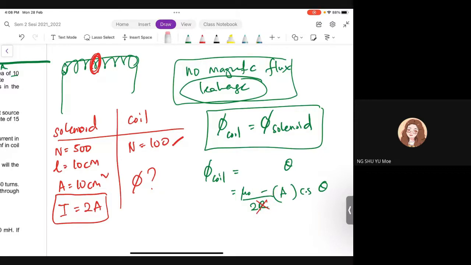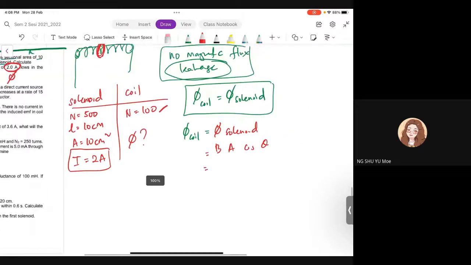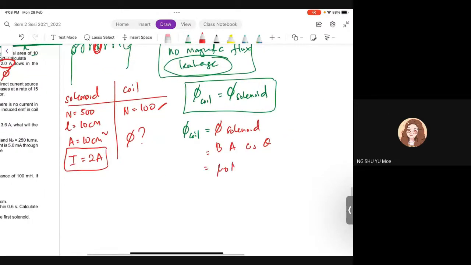So what we do is use the flux linkage approach, we use the magnetic flux of the solenoid. What is the formula for the magnetic flux of a solenoid? It's the same, BA cos theta, but for B we use the B of the solenoid, which is mu naught NI over L, times area, cos theta. Why? Because we have N for the solenoid, the current for the solenoid, the length of the solenoid, and the area of the solenoid. Cos theta is usually equal to 1.